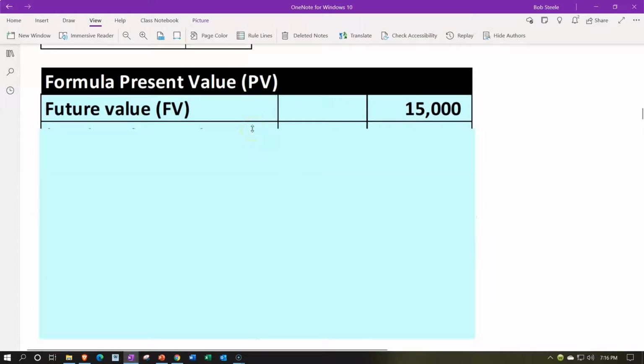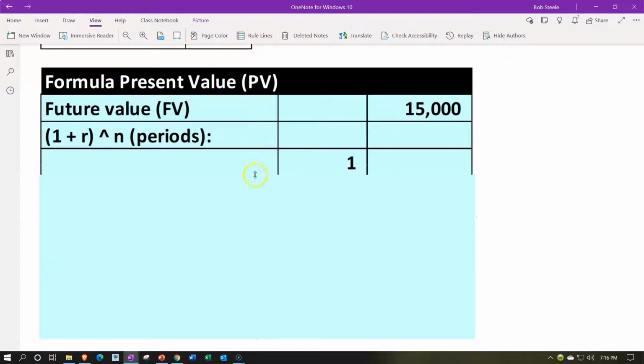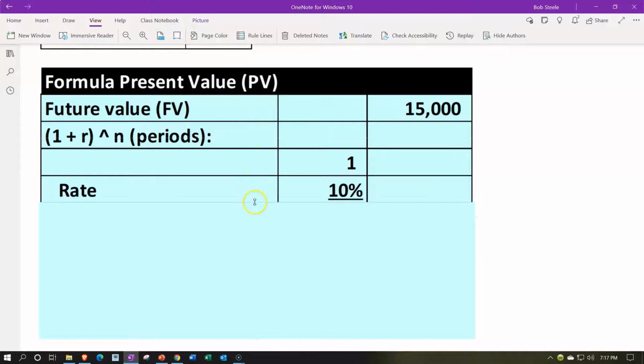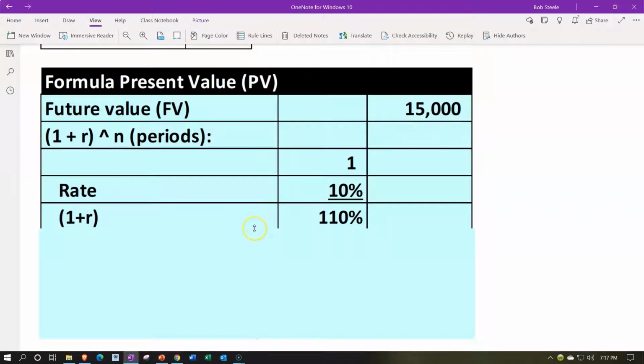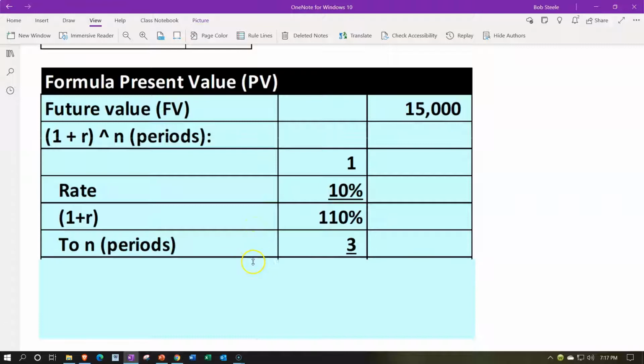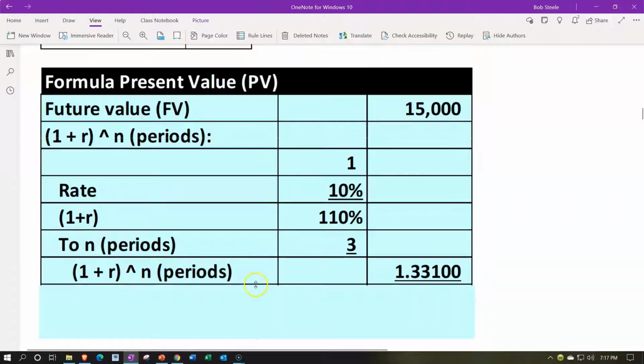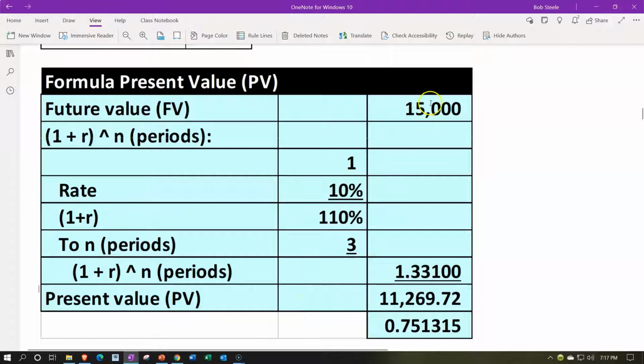So we're going to take the 15,000. We've got the 1 plus r to the n, where there is the 1 plus the rate 10%. Adding those together, we get 110%. Now to the power of 3, 3 periods. So 1.1 to the power of 3 gives us 1.331. And if I take the 15,000 divided by the 1.331, we get 11,269.72. So the 15,000, 3 years out, if we present value it back 3 years, we get 11,269.72.